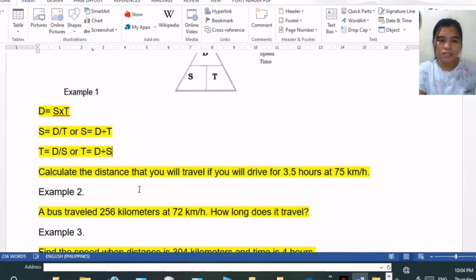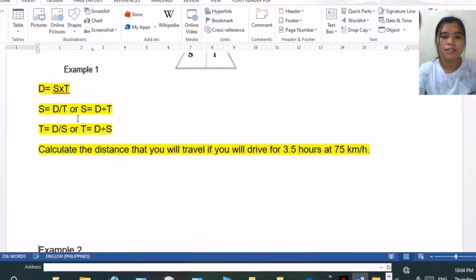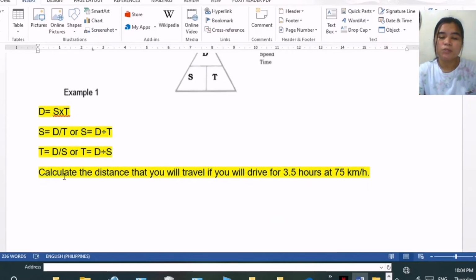Okay. So, let's have this example number 1. We are going to calculate the distance that you will travel if you will drive for 3.5 hours at 75 kilometer per hour. So, ibig sabihin, yung given natin is the time, sabihin na nating time. So ang time na given diyan is 3.5 hours.